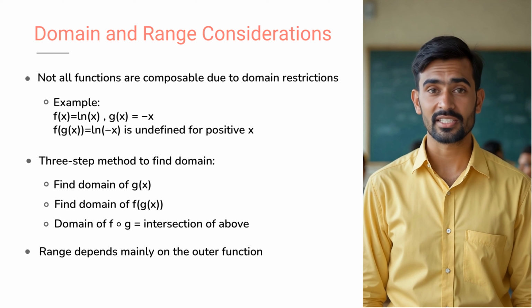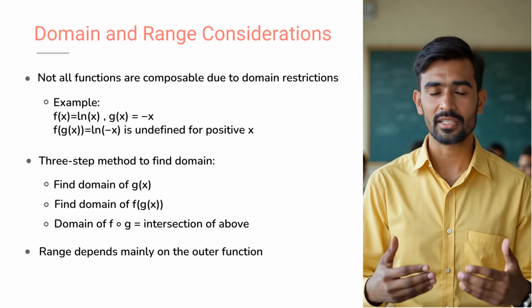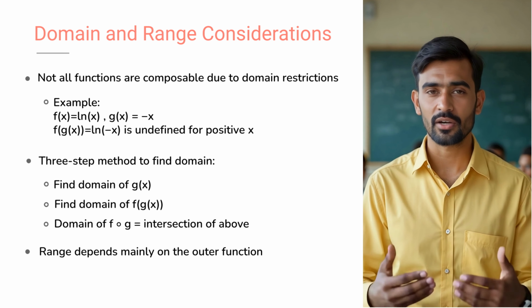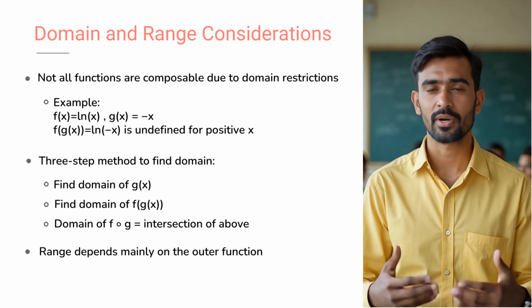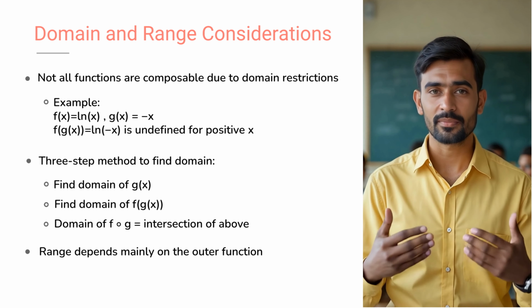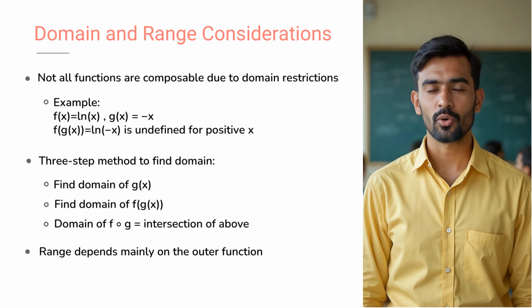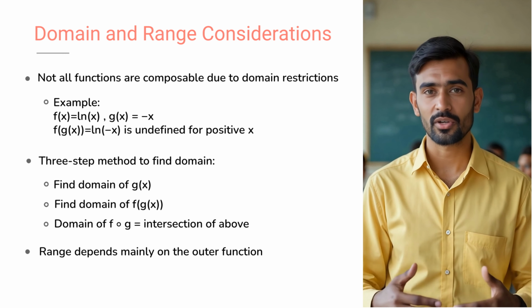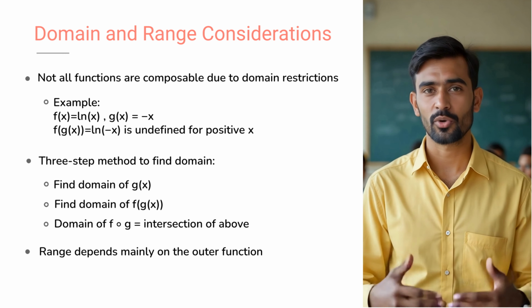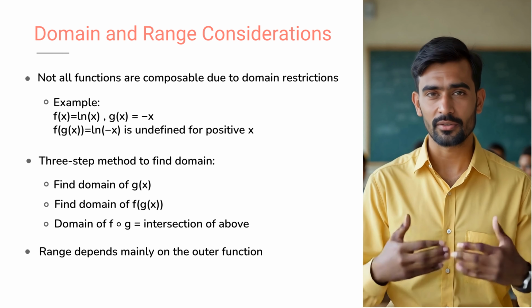To avoid mistakes like this, follow this three-step rule of thumb. When finding the domain of a composite function, step 1, find the domain of the inner function g of x. Step 2, find the domain of the composite expression f of g of x. Step 3, take the intersection of the two domains. So before composing functions, always check if the output of the first function is valid as input for the next. That's the key to safe and correct composition.